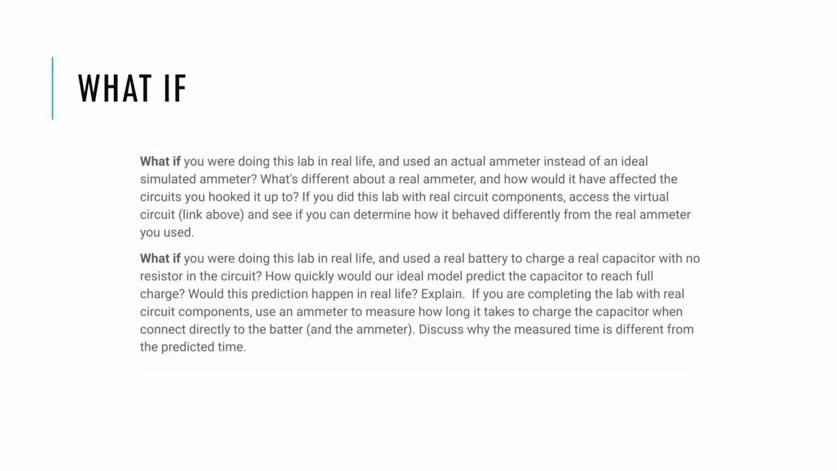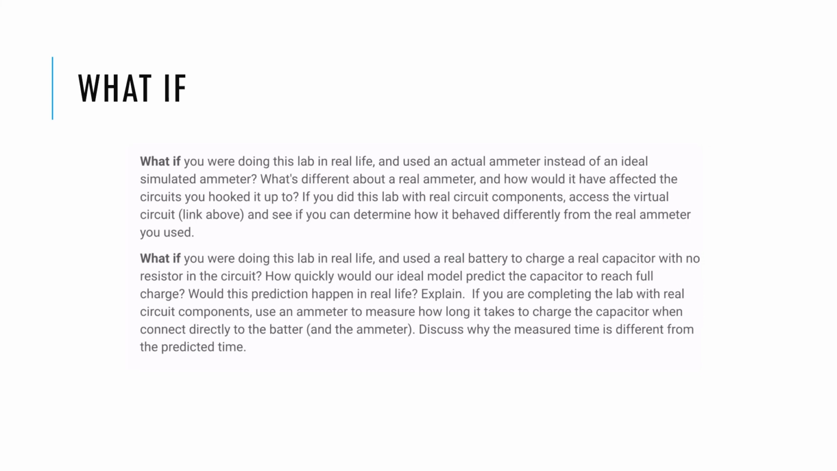So what if you were doing this lab in real life and used an actual ammeter? The actual ammeter in real life has a certain resistance, so it would sample lower rates of current as compared to the virtual ammeter, which had zero resistance. It literally was just telling you exactly how much current would be going through. Same thing with the wires. Real wires have resistance, and these theoretical wires did not have any sort of resistance.